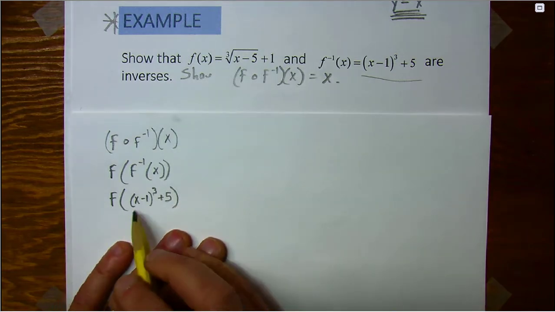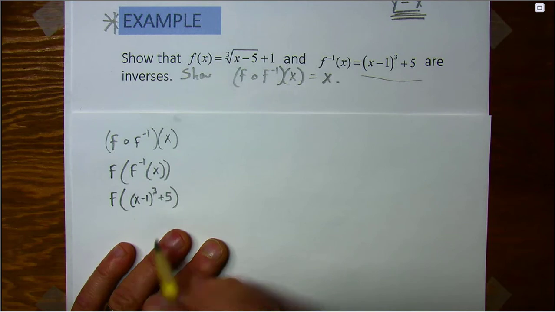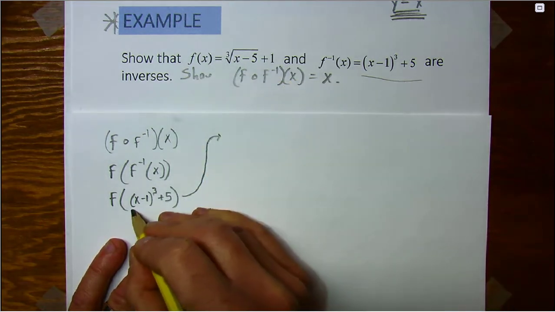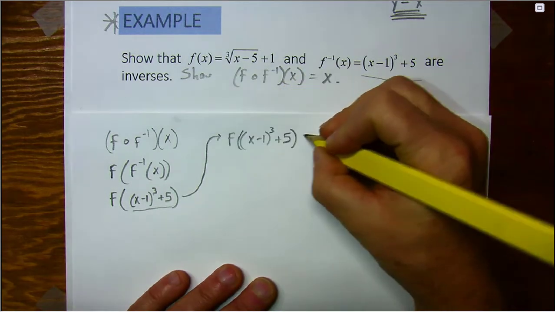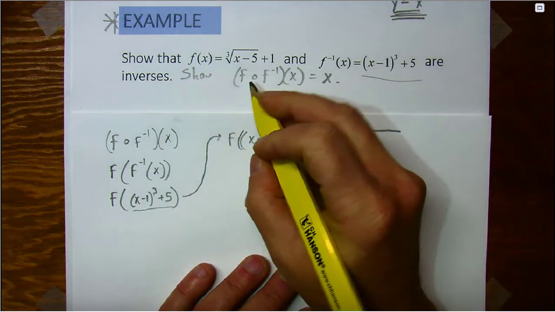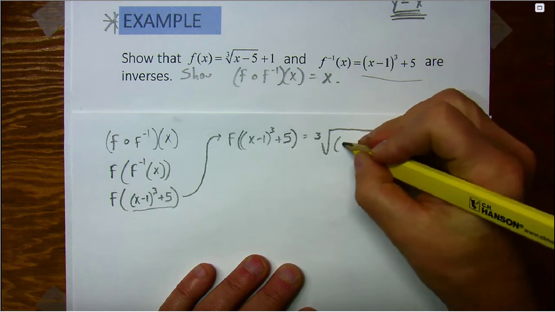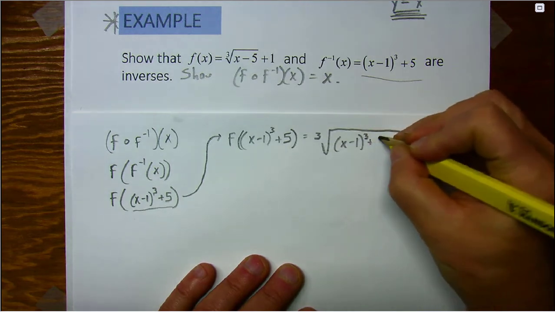Okay, but what are we going to do with that? That's some complicated notation there. There's quite a bit of parentheses in there. That just tells us that we're going to plug x minus 1 cubed plus 5 into our original function. So we're going to take the cube root of our input value. Our input value x is x minus 1 cubed plus 5.